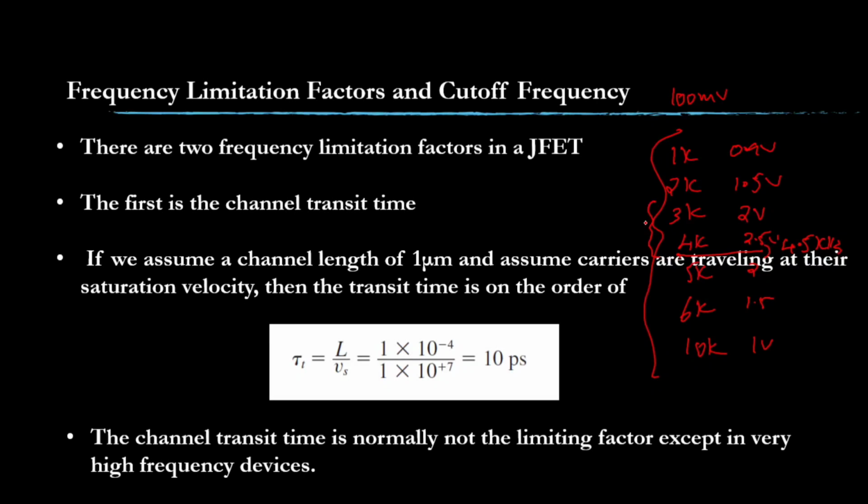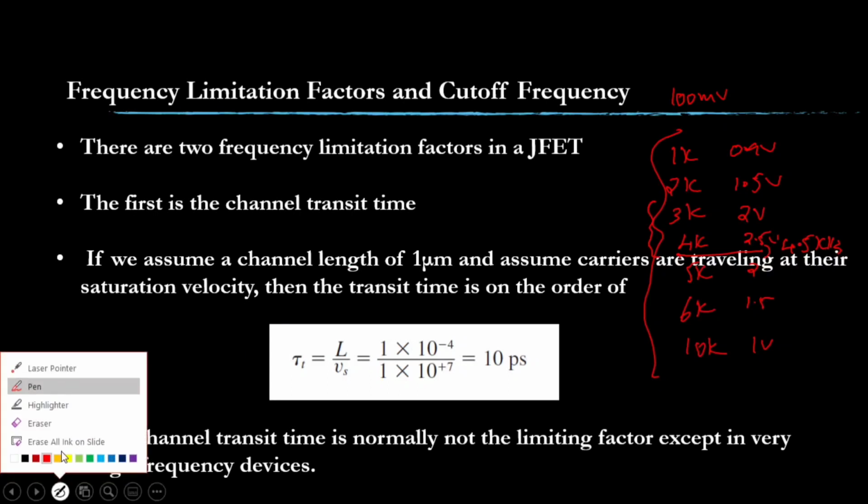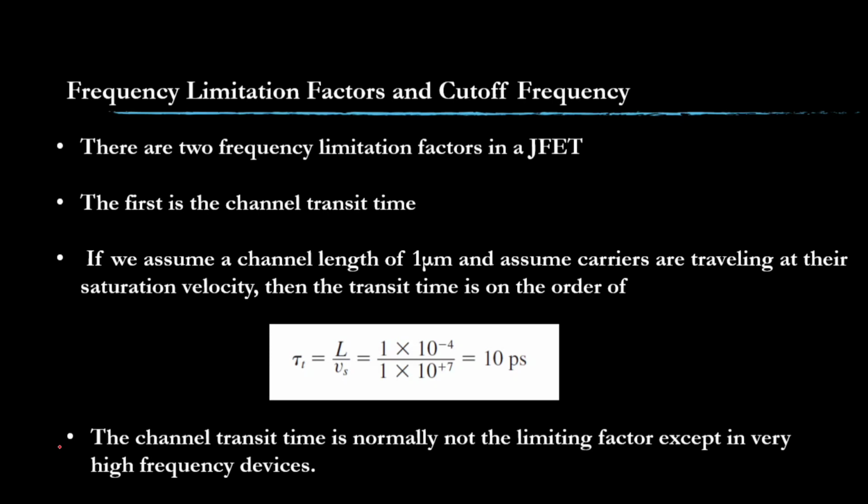Some parameters are there to limit this frequency of operation. That's what we are going to explain now. The first thing is the transit time. There are two frequency limiting factors in a JFET. The first one is channel transit time. Channel transit time means the time taken by the charge carriers to move from drain to source.